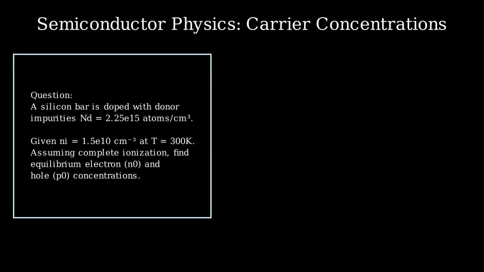A silicon bar is doped with donor impurities, N_D, equal to 2.25 times 10 to the power of 15 atoms per cubic centimeter. The problem also specifies that the intrinsic carrier concentration of silicon at 300 Kelvin is 1.5 times 10 to the power of 10 per cubic centimeter. Our objective is to determine the equilibrium electron and hole concentrations under the assumption of complete impurity ionization.